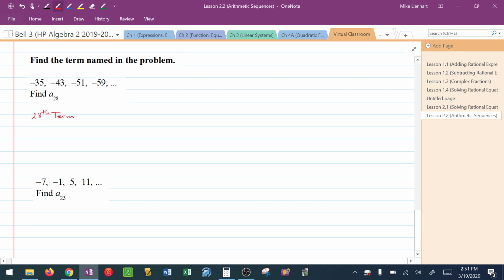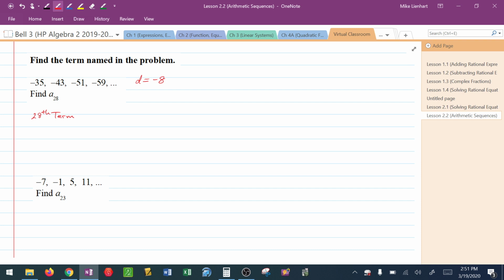Now, there's a couple of different ways that we could do this. One way would be to write out the terms until we get to the 28th spot. That's going to take forever. A second way that we could do this is analyze what we are dealing with. I notice that this is an arithmetic sequence because there is a common difference. It goes down by 8 each time. So our common difference is negative 8.